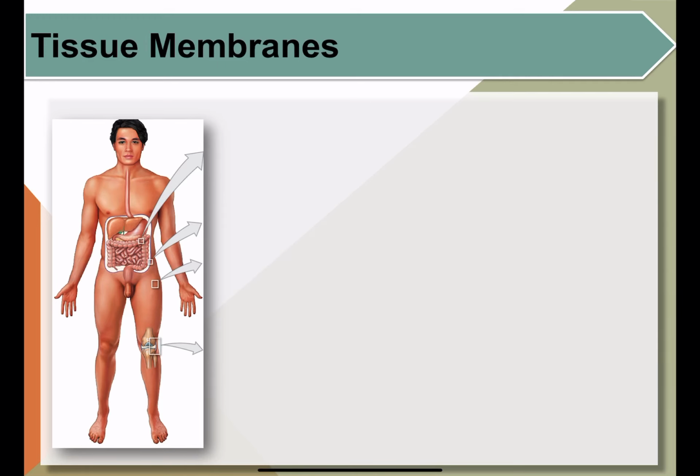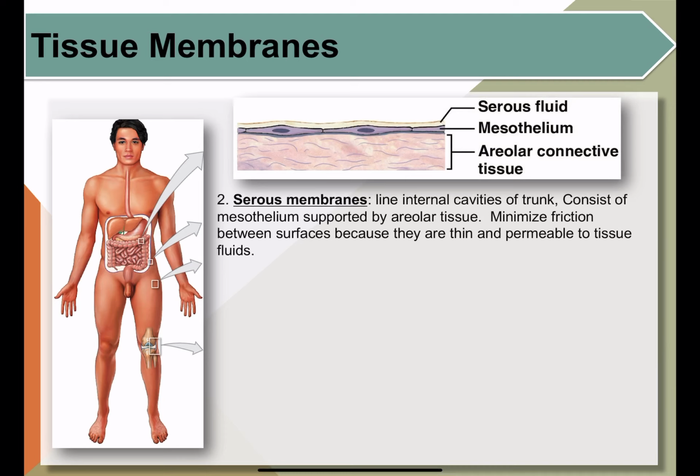Okay. So two, there are serous membranes that we talked about in chapter 1, and they line the internal cavities of the trunk, the main part of the body where all the important organs are other than your brain. It consists of mesothelium that is supported by areolar tissue, and they function to minimize friction between surfaces, because these are areas where organs are rubbing against each other, and if there is a lubricating membrane between them, the tissues won't wear off as they're constantly rubbing against each other every day.